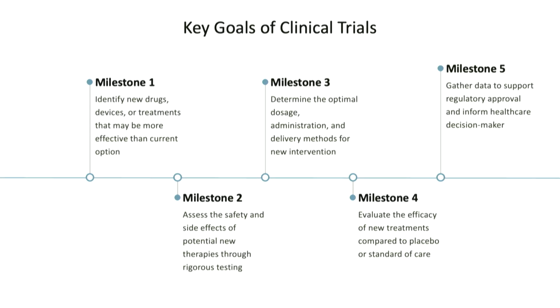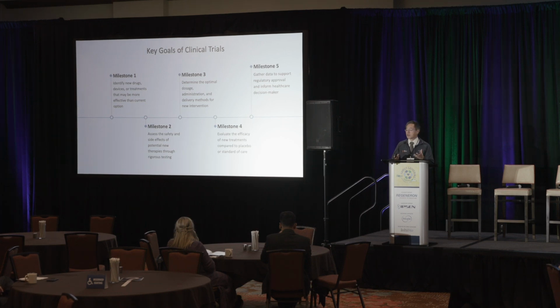Usually there's an initial assessment, basically assessing the safety and potential side effects of new drugs. This is typically done through rigorous testing, starting in cells, then in animal models, and then ultimately in phase 1 in humans. And that's typically milestone 3, where you're trying to start to determine the optimal dosage, the administration and delivery methods. How do you actually bring this medicine to a patient?